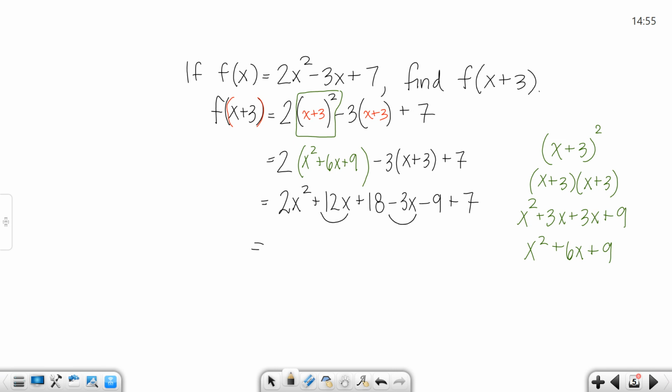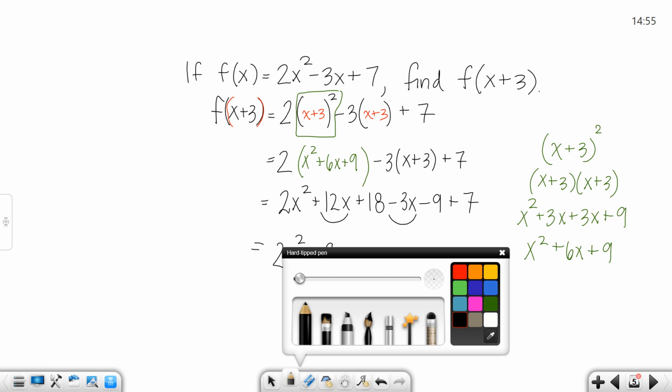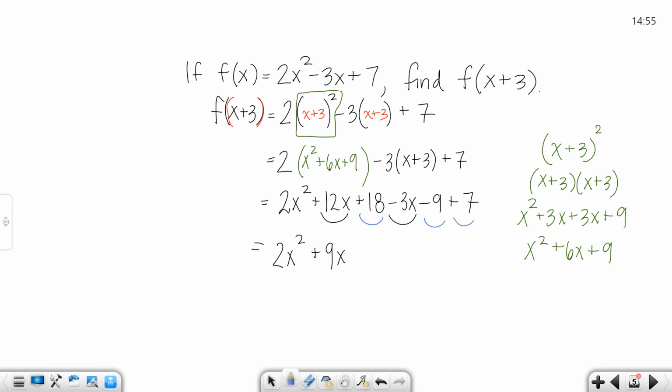Combining your like terms, I've got x's there, so that's a 2x squared all by itself. 12x minus 3x would give me a 9x. Okay, looking at the blue terms, 18 minus 9 would be 9, and 9 plus 7 would be 16. So when I plug an expression into this function, I get an expression back. And that's how that piece would look.